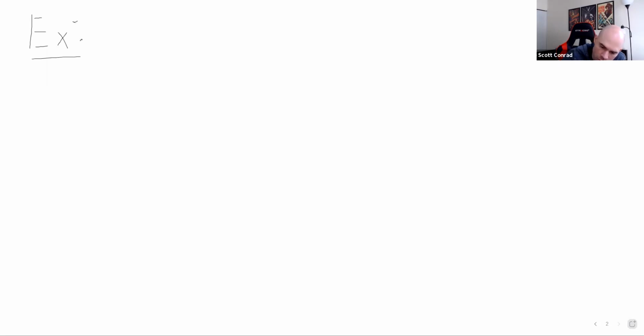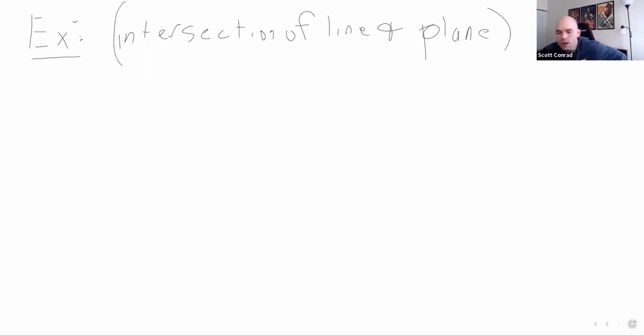So there are lots of different questions we could ask about planes, but one thing is we could look at the intersection of a line and a plane. So if you have a line which is not parallel to your plane, it's going to intersect the plane in a point.